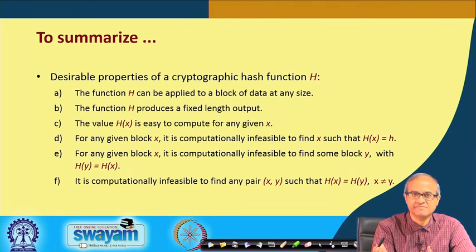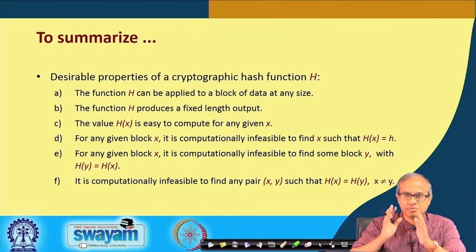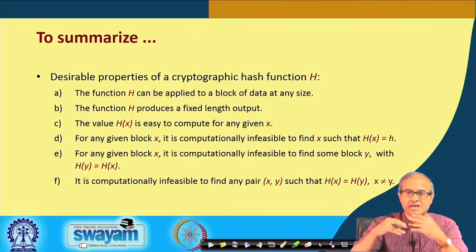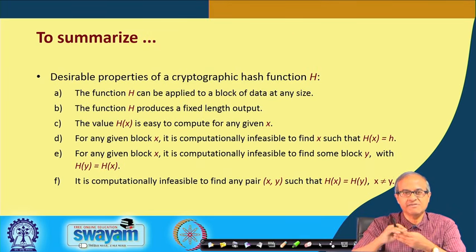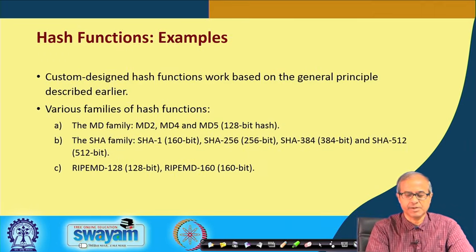And the last three points are first pre-image resistance, second pre-image resistance and the collision resistance properties. These three properties are mentioned here, the same thing I just talked about. So, broadly speaking, a hash function should satisfy these properties, and it should also not be too computationally expensive to compute the hash function. It should be efficient.